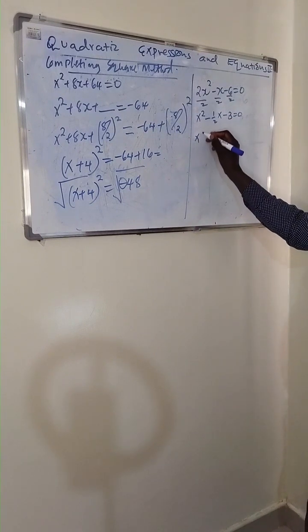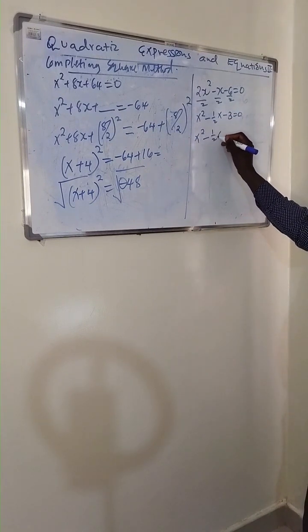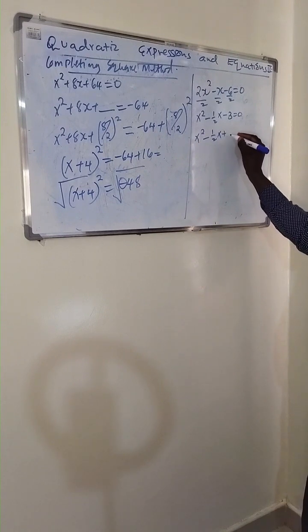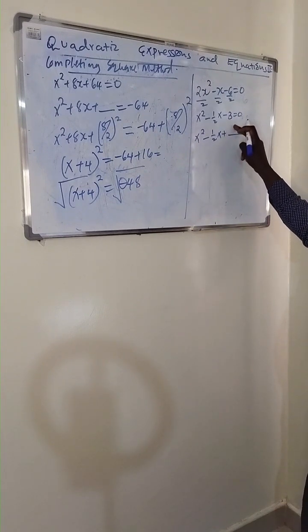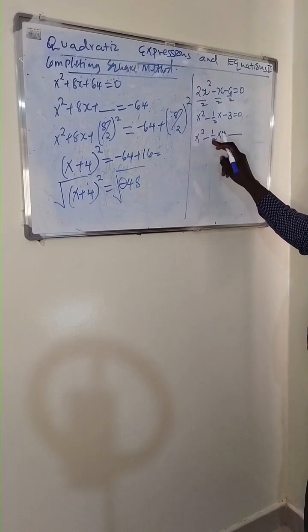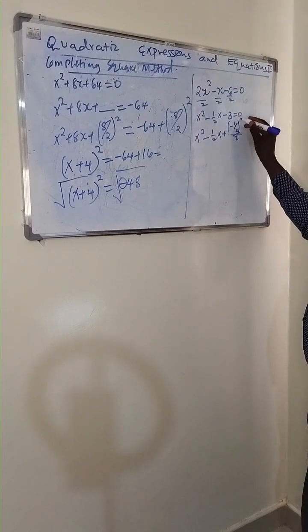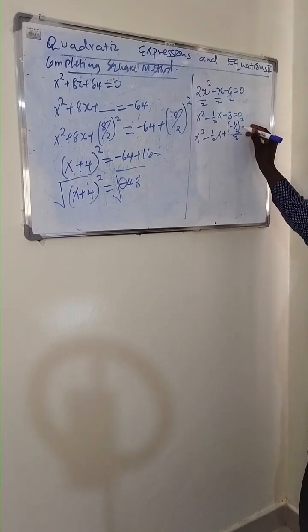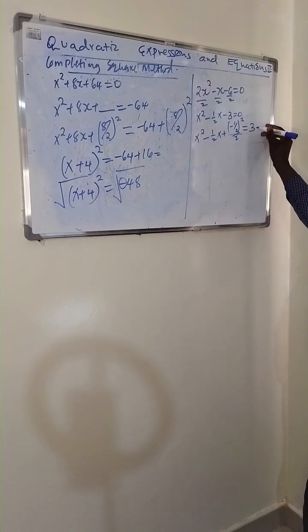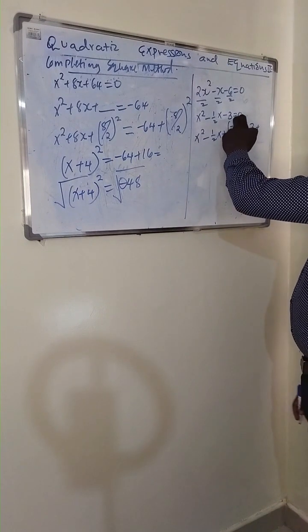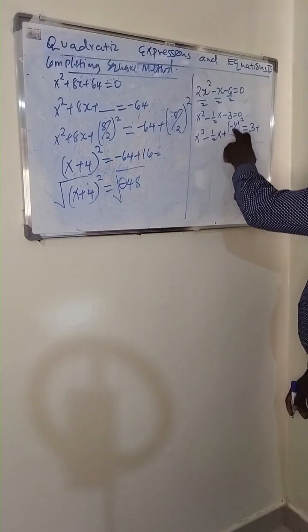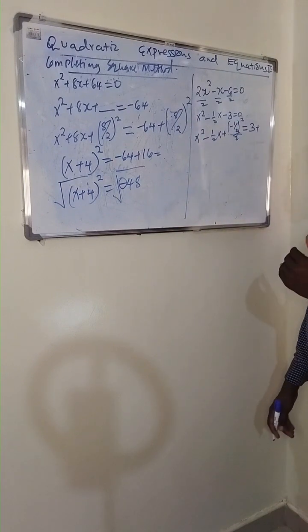So we're now going to have x squared minus 1 over 2 x plus c, which is b over 2 squared, and our b is minus 1 over 2. Check, minus 1 over 2. So minus 1 over 2, over 2, squared is equal to 3 plus. So 1 over 2 divided by 2, that is negative 1 over 2 divided by 2, you get negative 1 over 4.